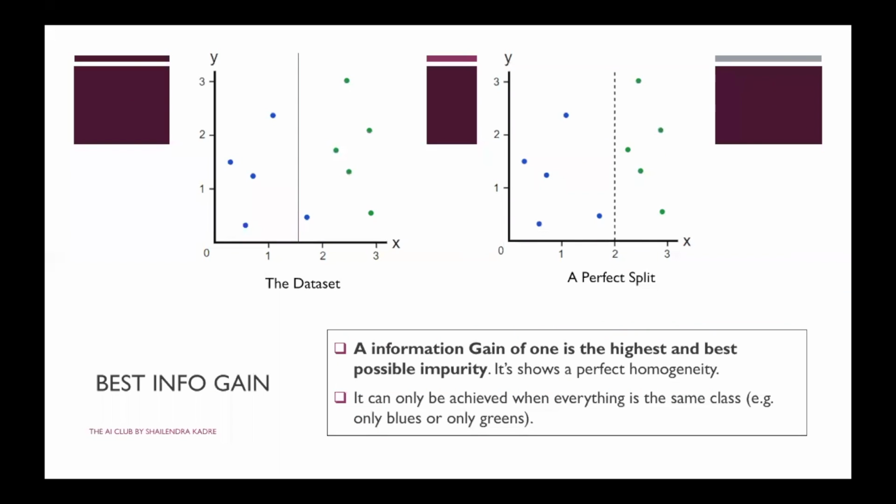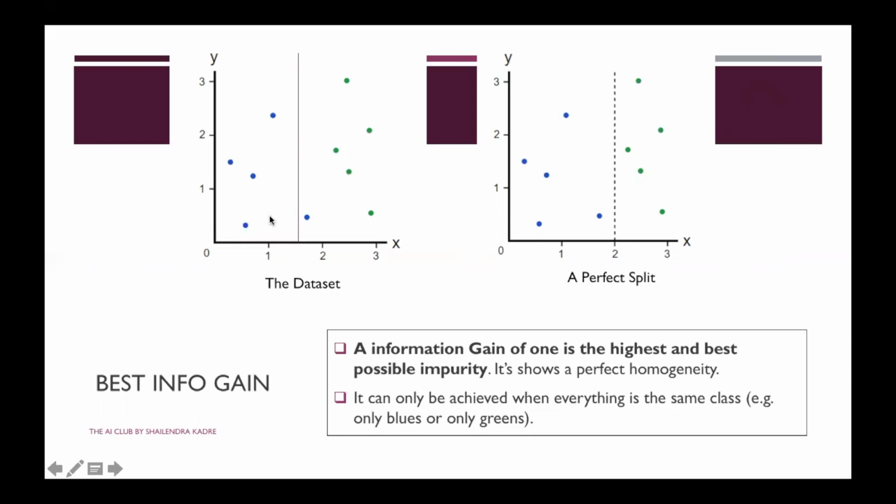So this is one of the scatter plots which we saw at the very beginning, in the first or second slide. An information gain of 1 is the highest and best possible value. It shows a perfect homogeneity. It can only be achieved when everything is the same class. Okay, so in this way we have tried splitting the data set.